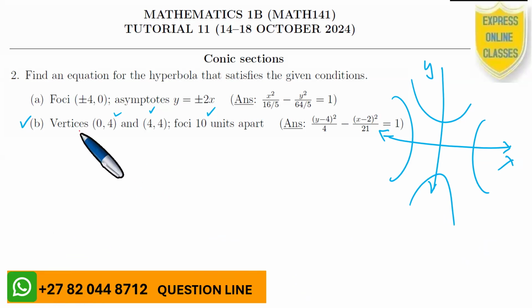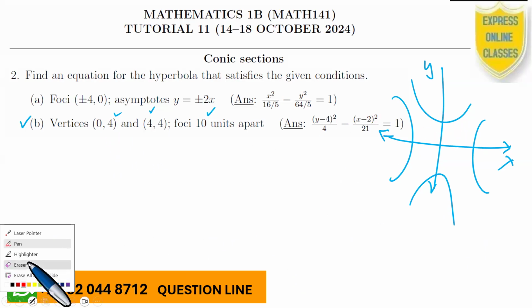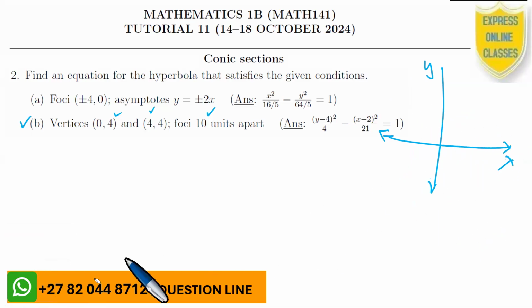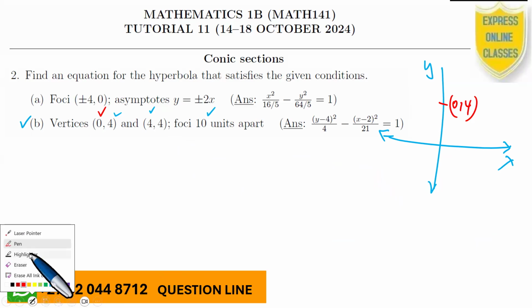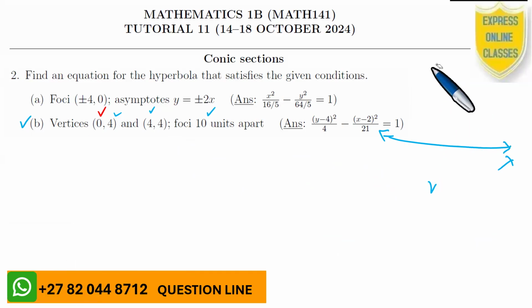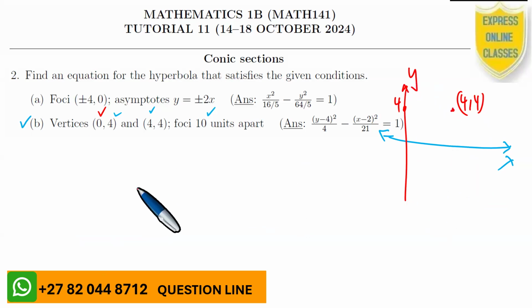But if the vertices here are y is 4, obviously we want to check this. So let me remove the assumptions of where the graphs should sit. But now this one is 0, 4. And then the other one, y is 4, and also x is 4. Just to create a bit more space here. So you have this. There's a point here that says 4, 4. The y-axis and the x.